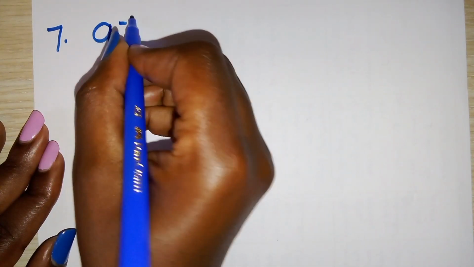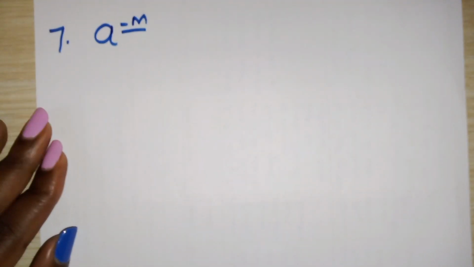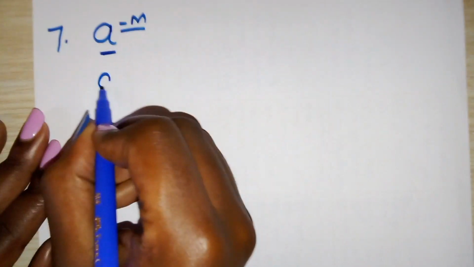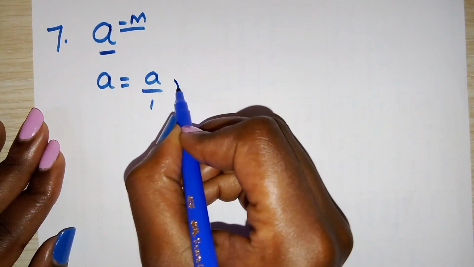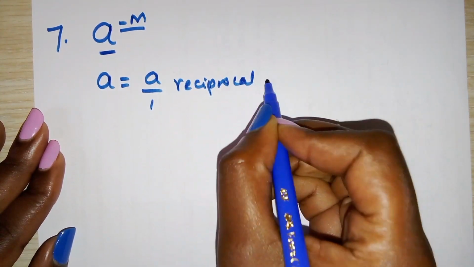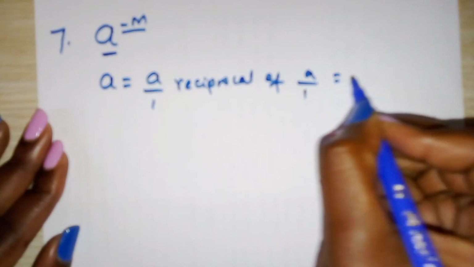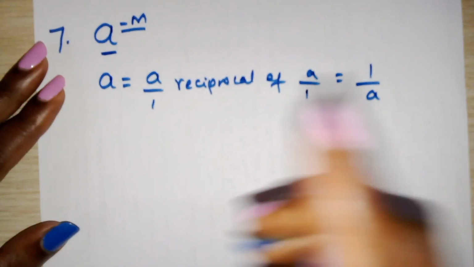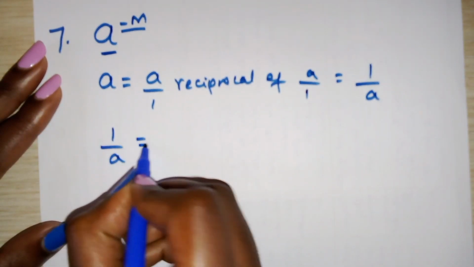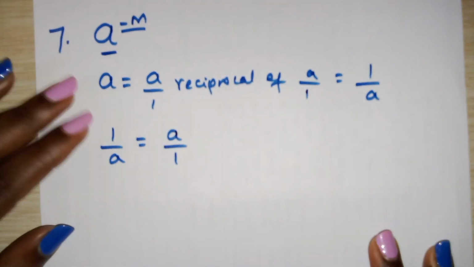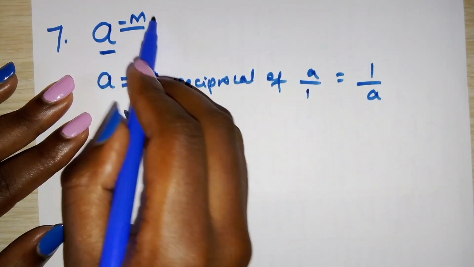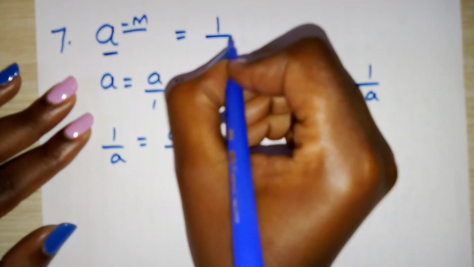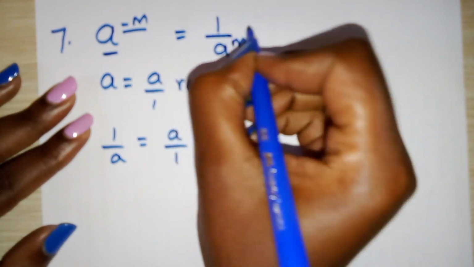Number 7, a to the negative m. You see this is a negative power. It can be changed to a positive by finding the reciprocal of that. So a can be written as a over 1, and the reciprocal of a over 1 is the same as 1 over a. Reciprocal means you flip it, so whatever is on top goes down. If for example you have 1 over a, the reciprocal becomes a over 1. So we reciprocate a, and then automatically the power becomes positive. So the reciprocal of a would be 1 over a, and then we put the power m there.